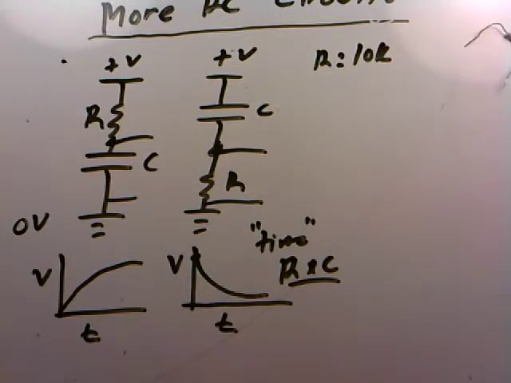But in either case, there you go. We can generate rising and falling voltages. In the next video, we'll look at the property of capacitors that says why that happens.